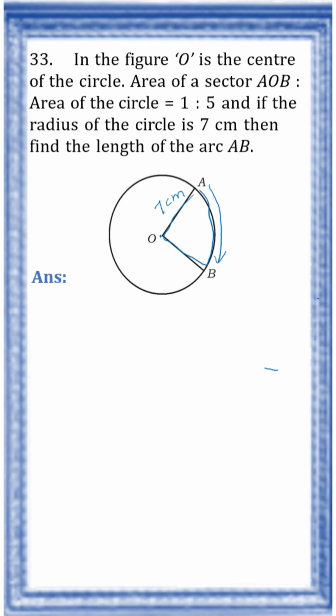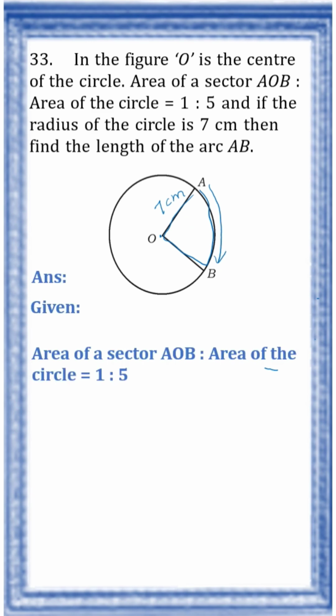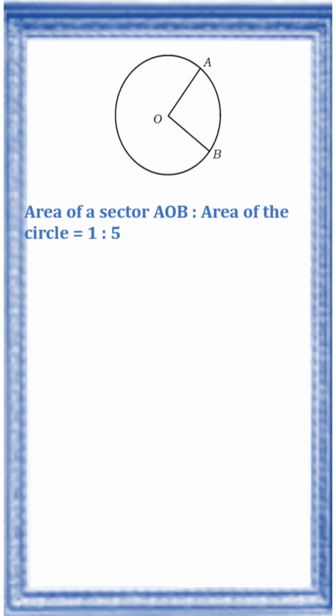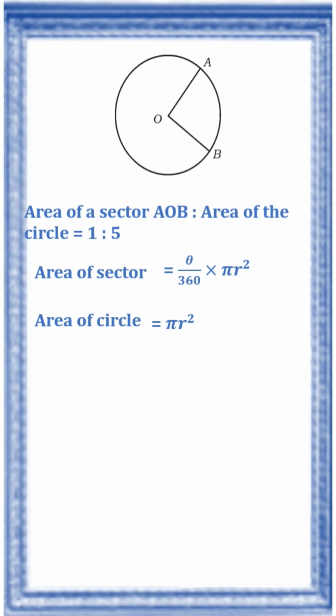Okay, what has been given here? Area of sector AOB to area of circle is 1:5. The radius of the circle is 7 centimeter. To find the length of the arc AB. Before that, we are given that area of sector AOB to area of circle is 1:5. Area of sector formula is theta by 360 into pi r square. Area of circle is pi r square.